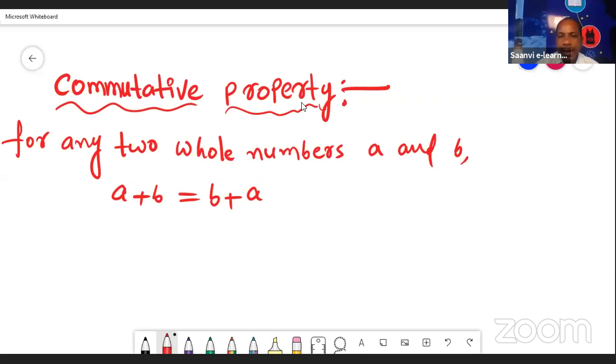Here A and B we have taken as any two whole numbers. So we added them in straight and reverse order, A plus B and B plus A. So if A plus B is equal to B plus A, then it is commutative property under addition. If a plus b is equal to b plus a, it is called commutative property under addition.